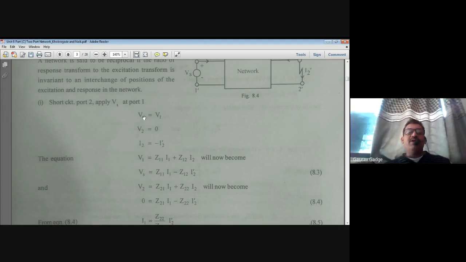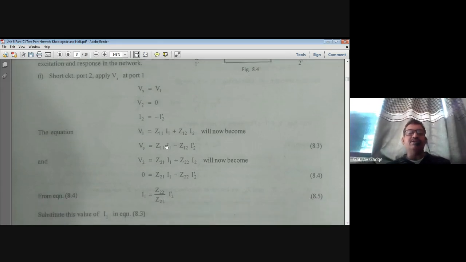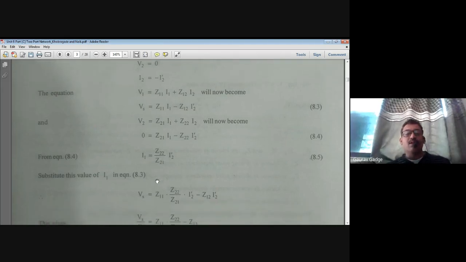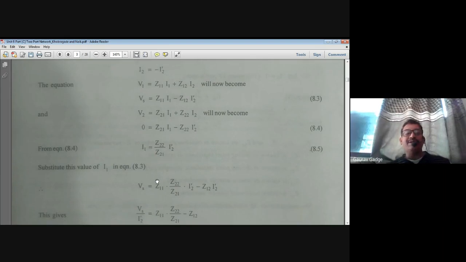Now we are stating these three conditions: Vs is equal to V1, V2 equal to 0, and I2 equal to minus I2 dash. Put these three conditions in the equations. Equation V1 equal to Z11 I1 plus Z12 I2 makes this equation, and V2 equal to Z21 I1 plus Z22 I2 gives you this 8.4. Further, 8.4 can be solved to get the value of I1. Now put this I1 in 8.3.